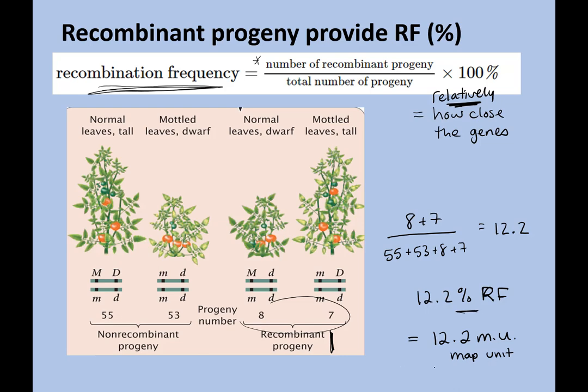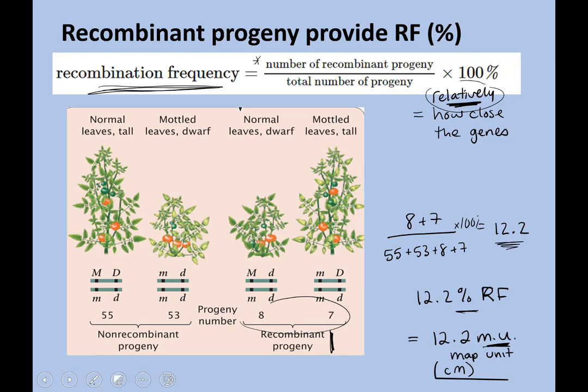And can also be called centimorgans, after the scientist who figured this all out. We are going to use map units. Okay, again, this is a relative measure. It does not say anything about how many nucleotides or base pairs the distances are, or exactly where it is on the chromosome. It's just relative. And the smaller the number, I guess I should have put this times 100%, the smaller the number, the closer the genes are.